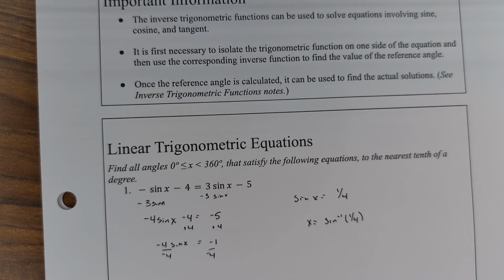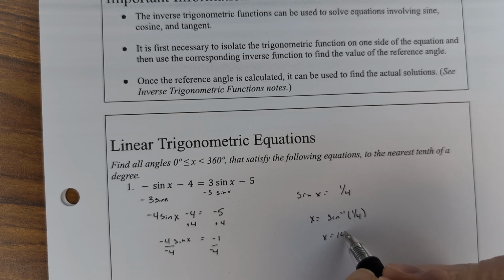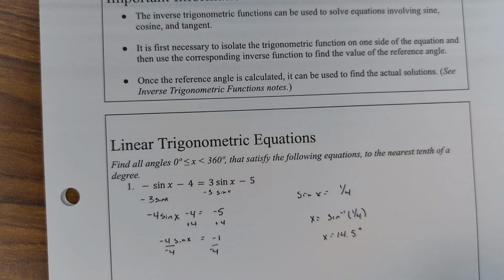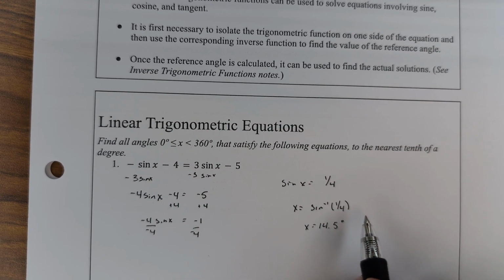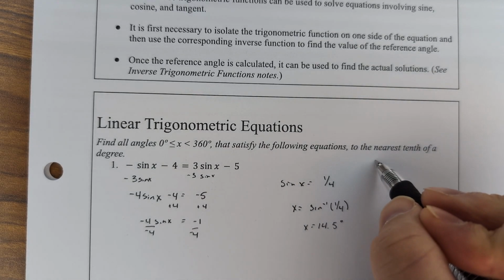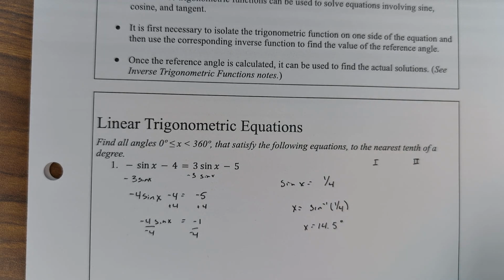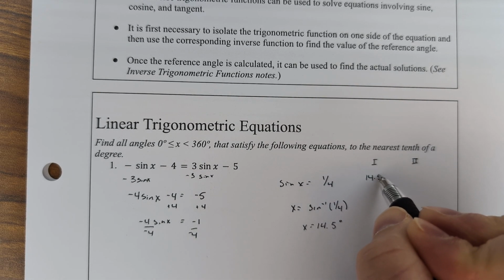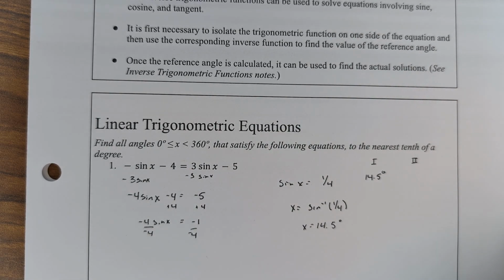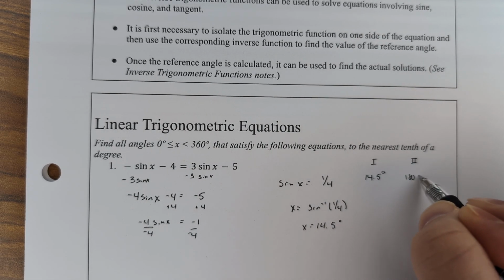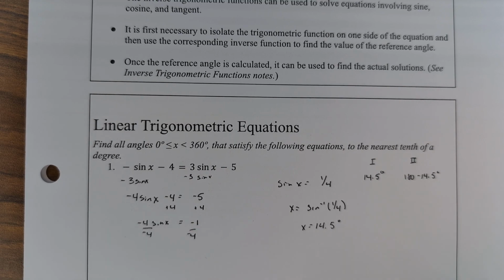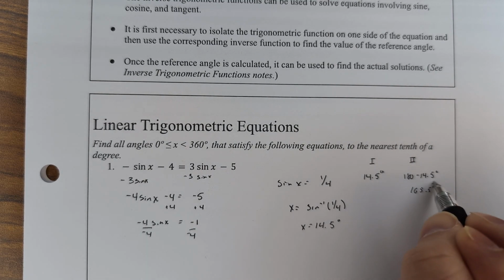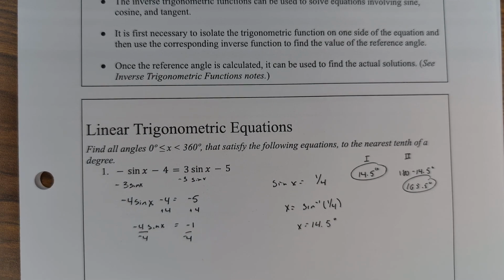So the inverse sine of 1/4 comes out to be 14.5 degrees. Remember, that's my reference angle. So I need to find the actual 2 angles. Sine and positive means I have to be in quadrant 1 or quadrant 2. In quadrant 1, the angle is the same thing as my reference angle, so 14.5 degrees. And in quadrant 2, it's 180 minus my reference angle, so 180 minus 14.5, so 165.5 degrees. These would be the 2 angles that would work in that equation.